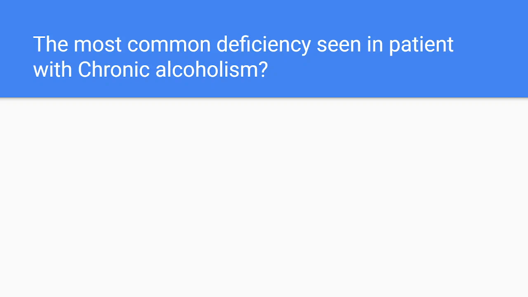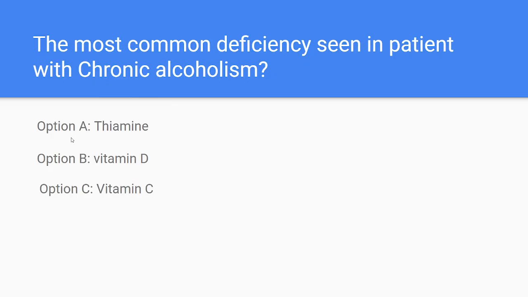Today I am going to deal with some of the new questions that are frequently repeated in our nursing officer exams. So let us start without any delay. The most common deficiency seen in patients with chronic alcoholism. Option A thiamine, option B vitamin D, option C vitamin C, option D cyanocobalamin.